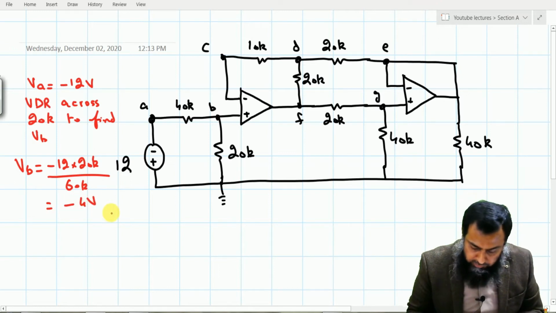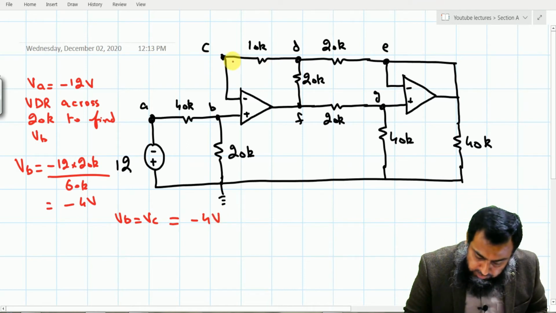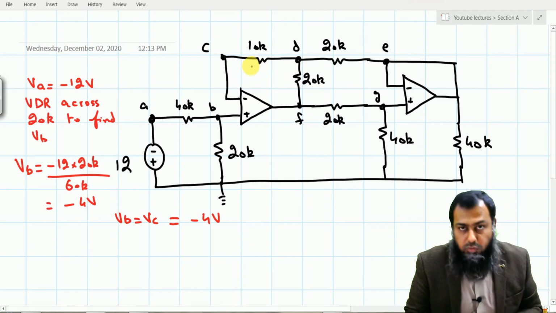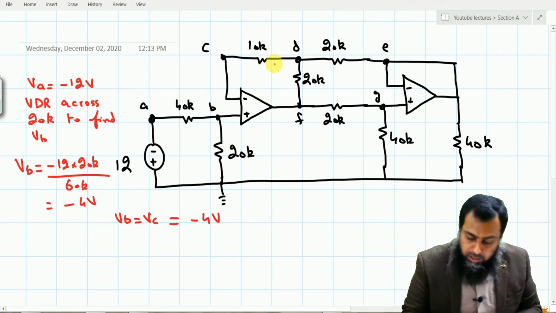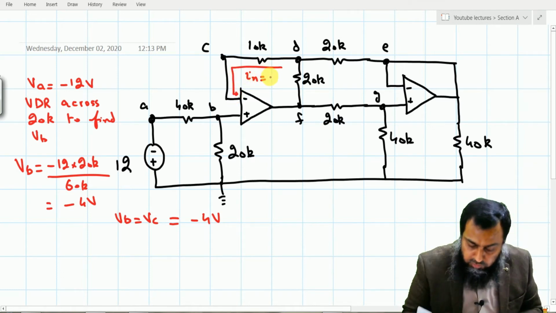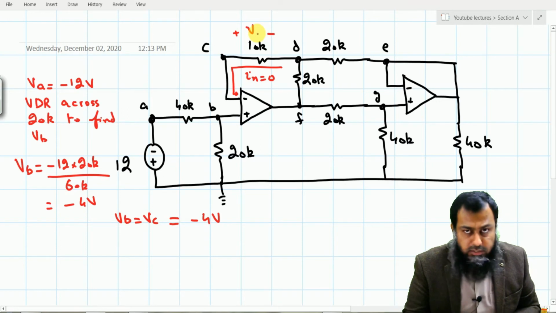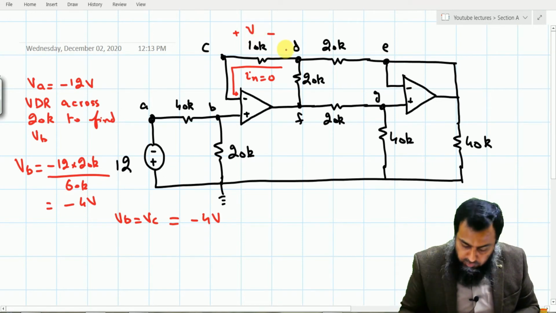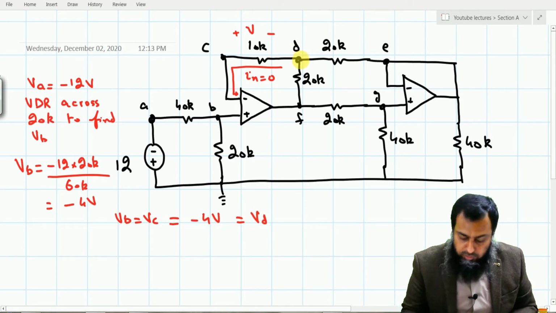Now using the constraints of the virtual short, VB is equal to VC, and therefore VC is also equal to minus 4 volt here. Now, this point VC and this point VD are connected through a 10 kilo ohm resistance. Most of the students made a mistake here while understanding the concepts of operational amplifiers. You should notice that there is no current flowing in this branch. So IN is equal to 0, which means there is no voltage across this 10 kilo ohm resistance. Because there is no current, there is no voltage drop, so VC is also equal to VD. So now the voltage at VD is known.